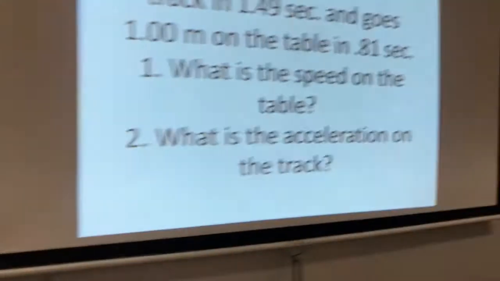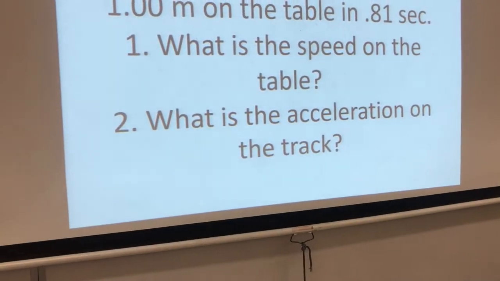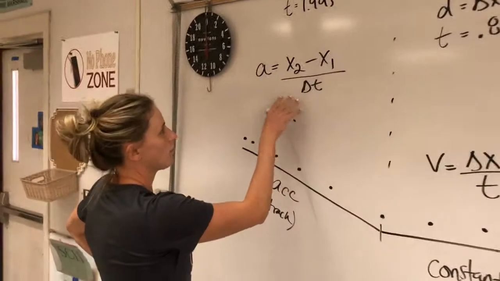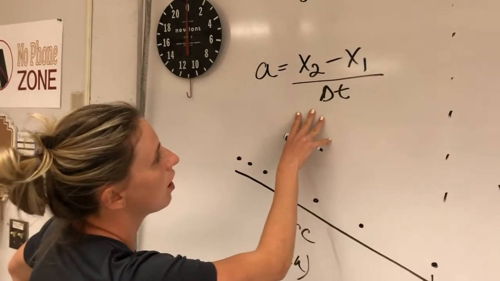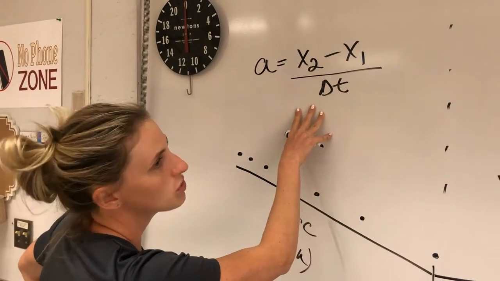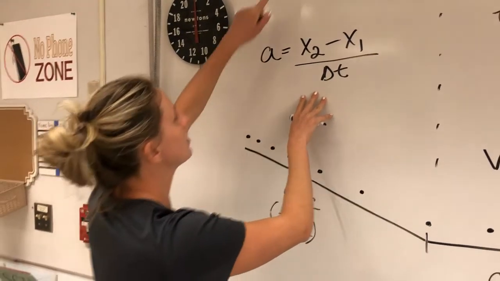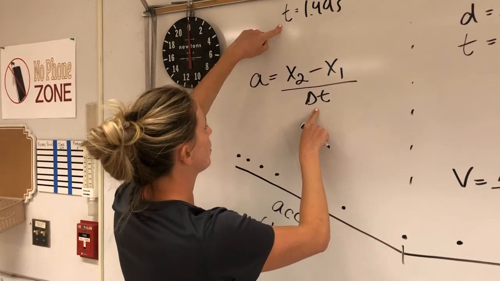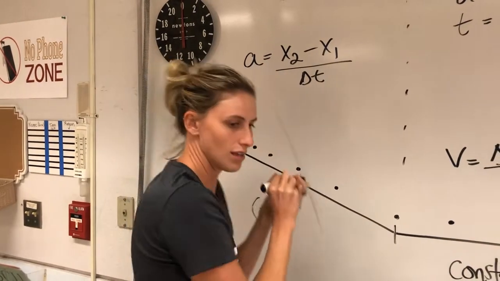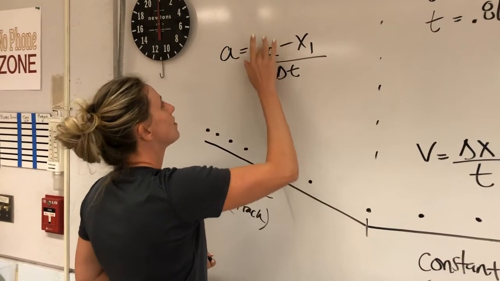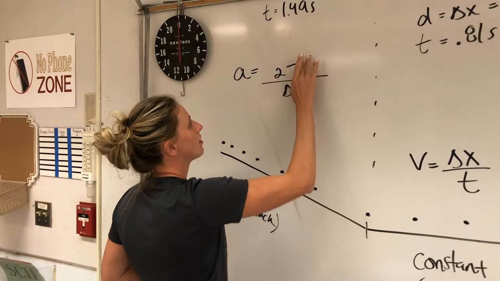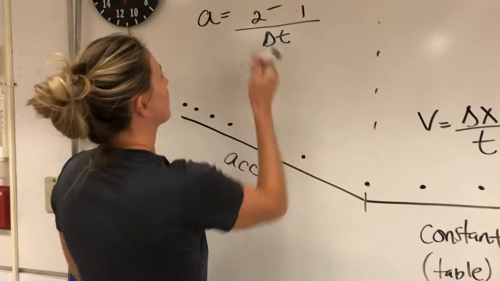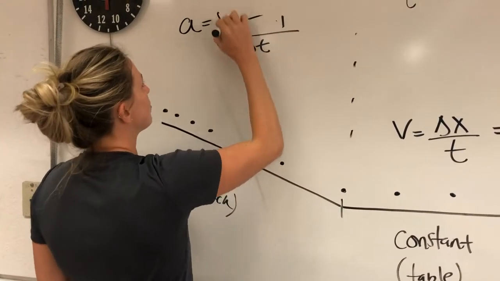What's the next question? What is the acceleration on the track? How do you find acceleration? We've got our equation here. What do we need still? Well, we've got the time, right? So that's good. Oh, you know what? You've got X up there. That should be V. Oh, you're so right. Sorry, you guys. What am I going to do with position? We need velocity. So V2, V1.